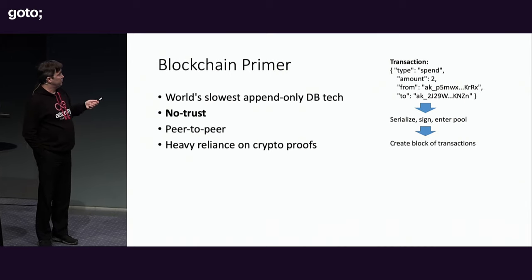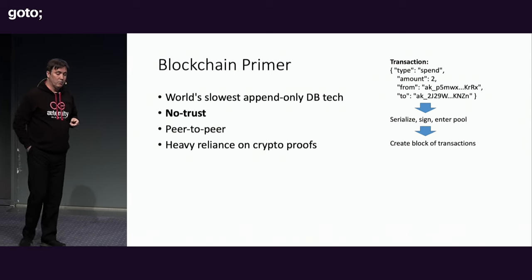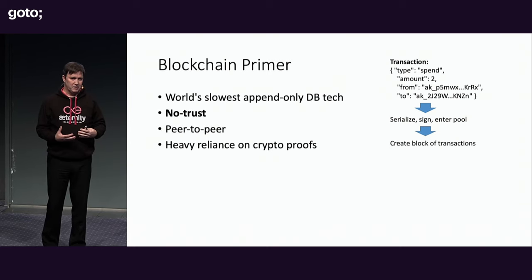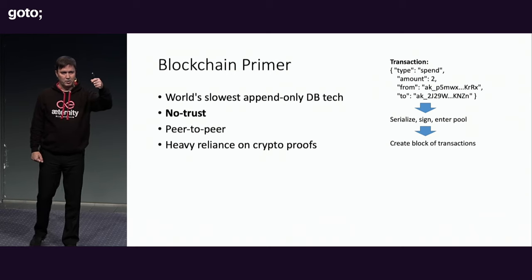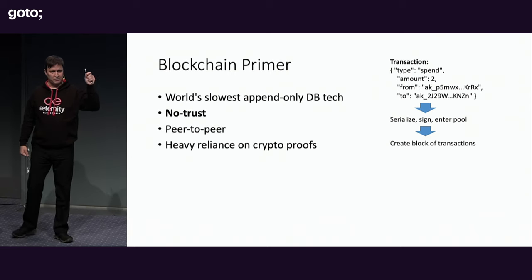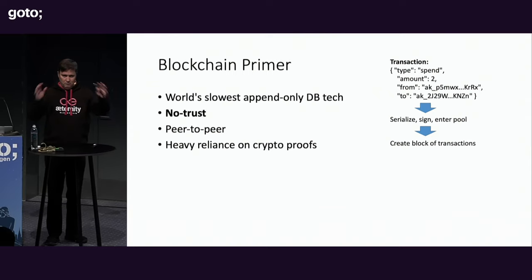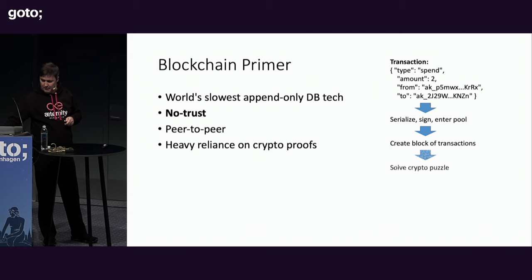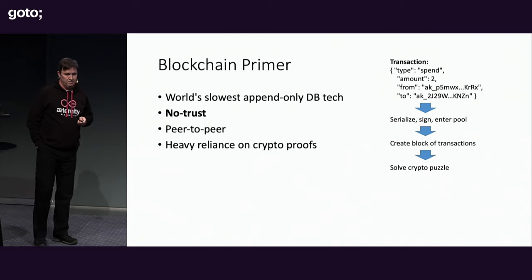Someone, could be you, these are typically called miners, will create a block that consists of a bunch of transactions. You hash them all together, you get a hash identifying the block and a hash identifying the top block on the chain. All that is hashed together. And then you try to solve a crypto puzzle.